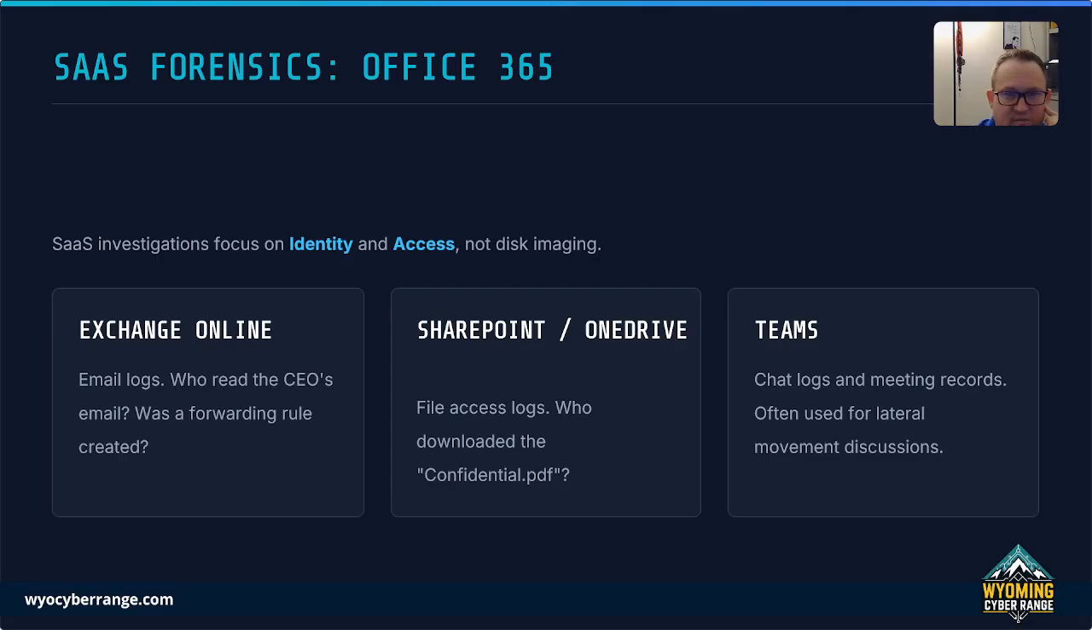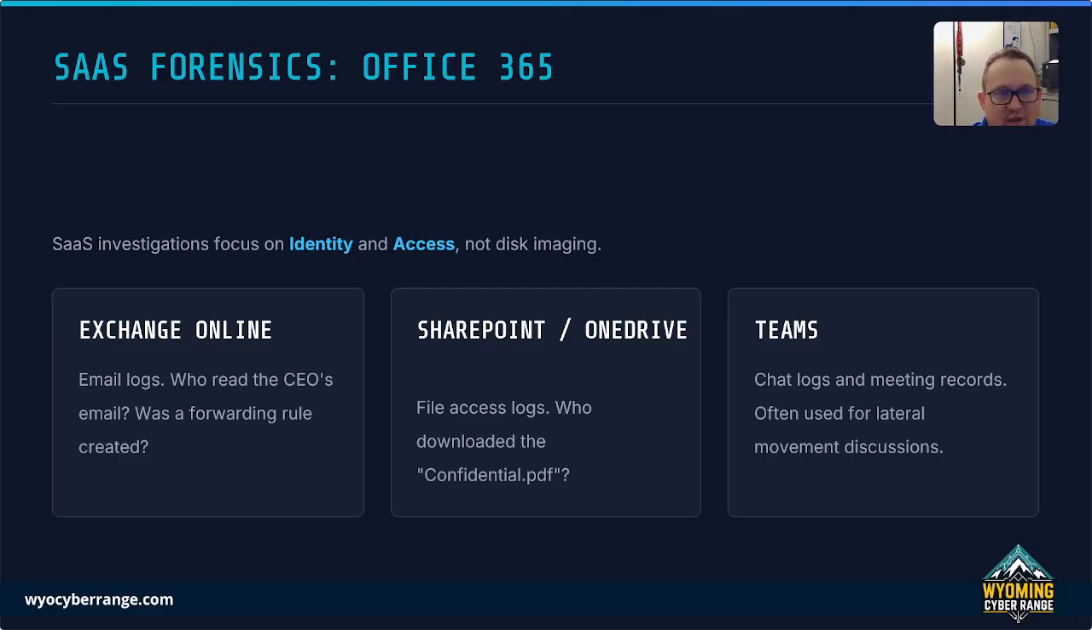Or is there a Teams where we can have chat or meeting records where attackers are using this for lateral movement? Because Teams is so integrated now with a SaaS product, they may have access to your OneDrive or your Exchange all through a single application, like a chat application. Now in SaaS forensics, you're going to analyze application layer user behavior. You can't use tools like EnCase to image an Office 365 server, so you're going to have to use Microsoft compliance portals to extract and audit the logs.